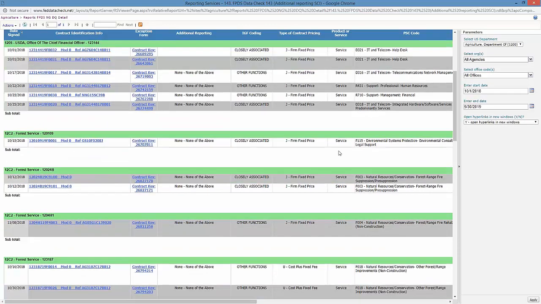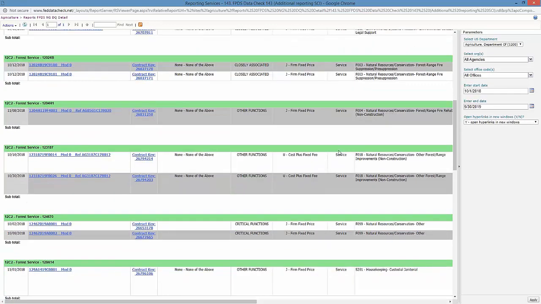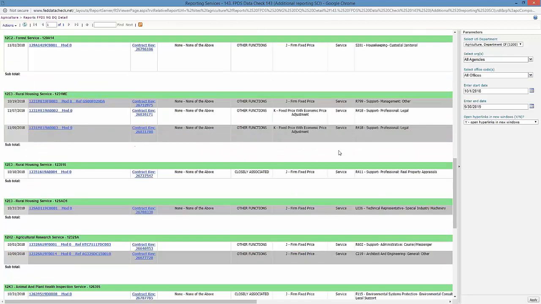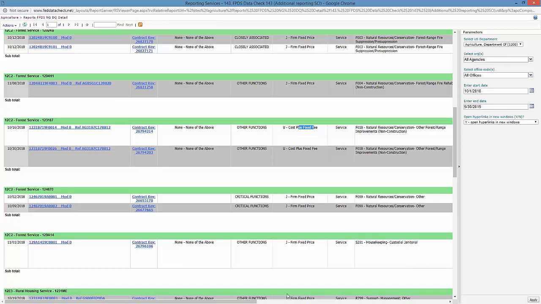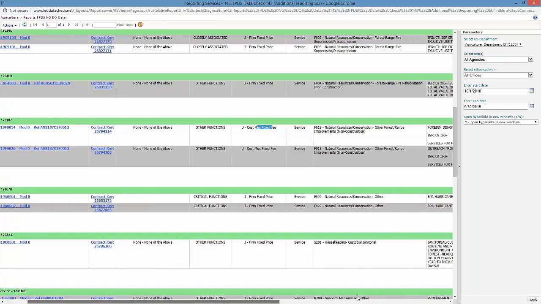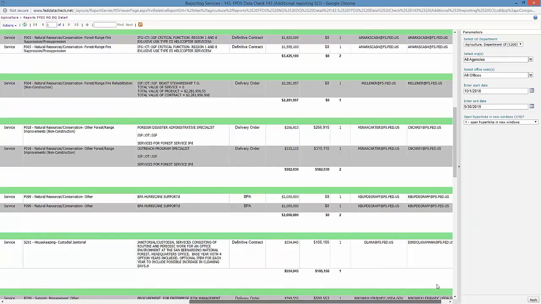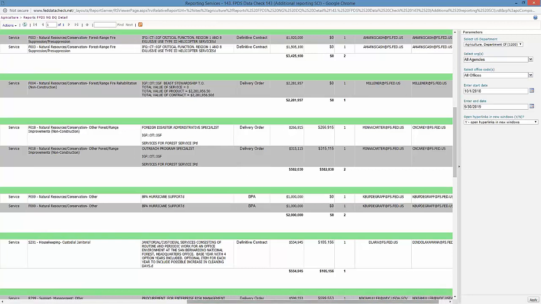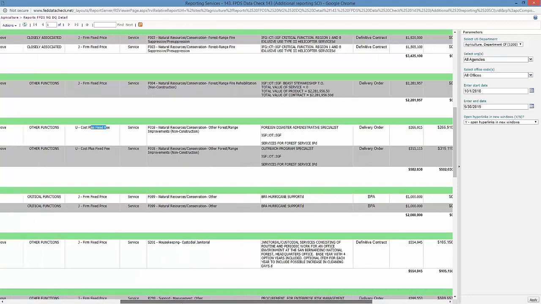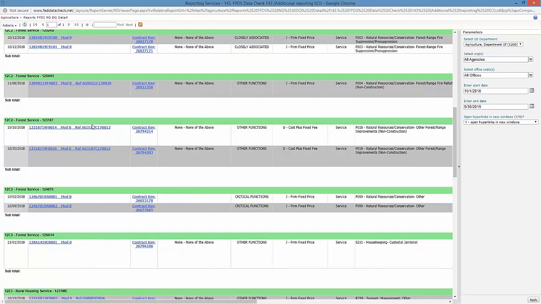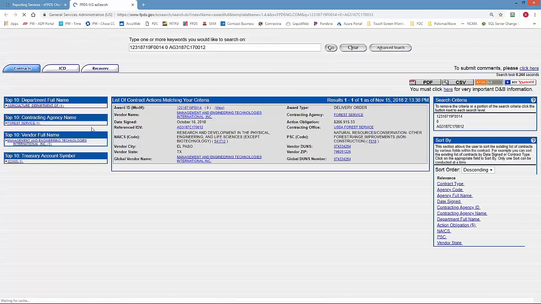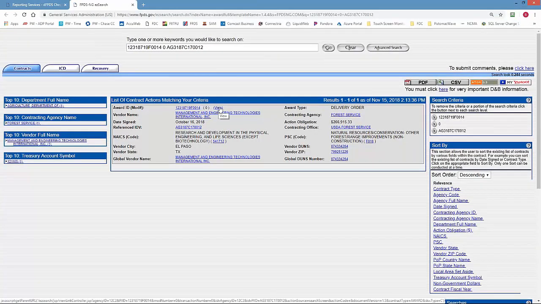Firm fixed price. Let's see if I got it. All right, so this should be different here. Cost plus fixed fee. Let's see how much is on that. Yeah, good. All right, so you notice that this one here, let's take a look at it. I'm going to drill out to the Forest Service. I think, if I'm not mistaken, I saw some of the Forest Service email. So now I'm going to hit View.